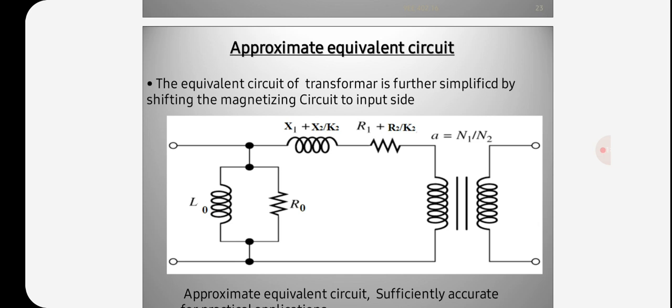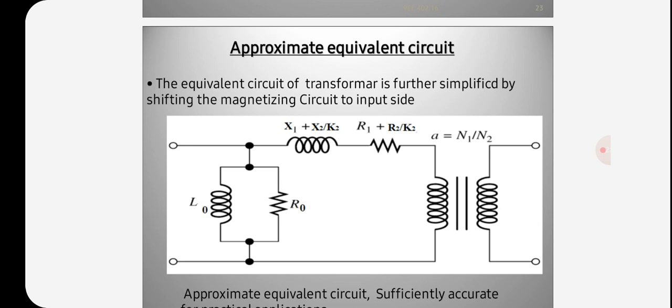Here Vr, which is I2 R naught 2 into 100 by V2, is called the percentage resistance drop, that is I1 R naught 1 into 100 by V1. And Vx, which is I2 x naught 2 into 100 by V2, is called the percentage reactance drop, that is I1 x naught 1 into 100 by V1. Similarly, percentage impedance drop is equal to I2 Z naught 2 into 100 by V2, which is equal to I1 Z naught 1 into 100 by V1.